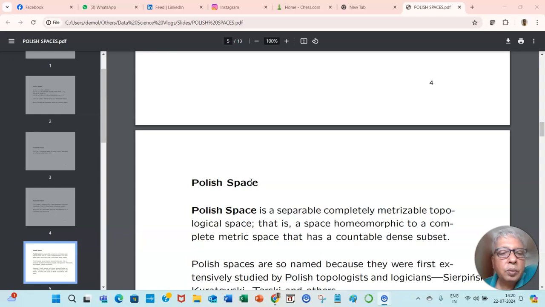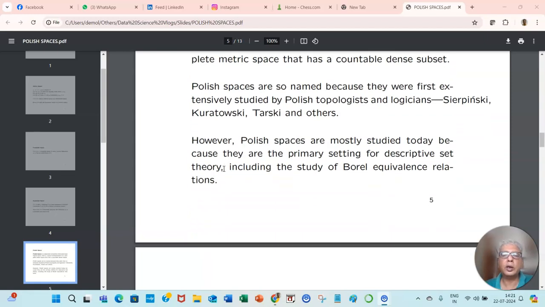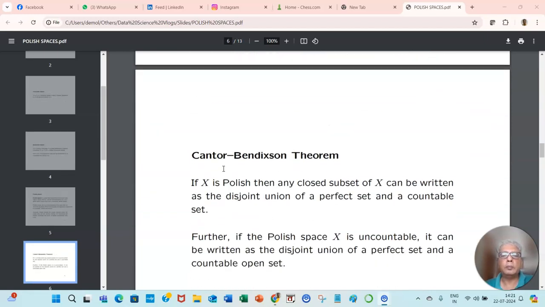So now what we mean by Polish space. A Polish space is a separable, completely metrizable topological space, homeomorphic to a complete metric space and has a countable dense set. Polish spaces are so named because they were first extensively studied by Polish topologists and logicians Sierpinski, Kuratowski, Tarski and others. It has a deep root in descriptive set theory. It is very much used in descriptive set theory as the reference frame.